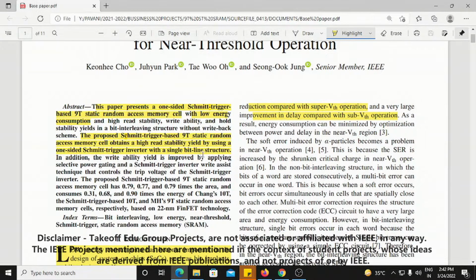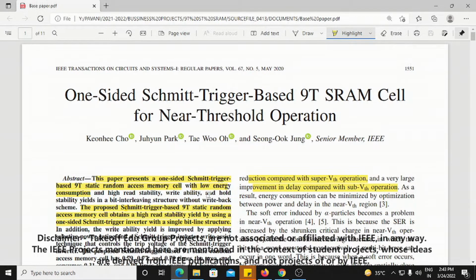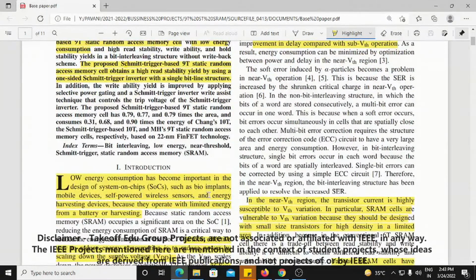The proposed Schmitt-trigger-based 9T SRAM obtains high read stability by using a one-sided Schmitt-trigger inverter with a single bit line structure. As the name indicates, it is one-sided, meaning only a single bit line is used. The applications are bioimplants, mobile devices, self-powered wireless sensors, and energy harvesting devices, because they operate with limited energy from a battery or harvesting.